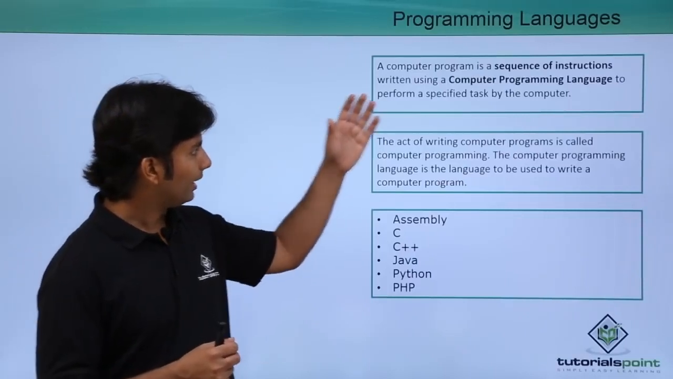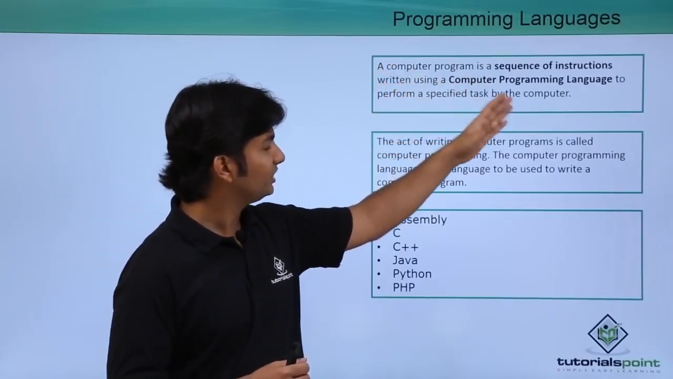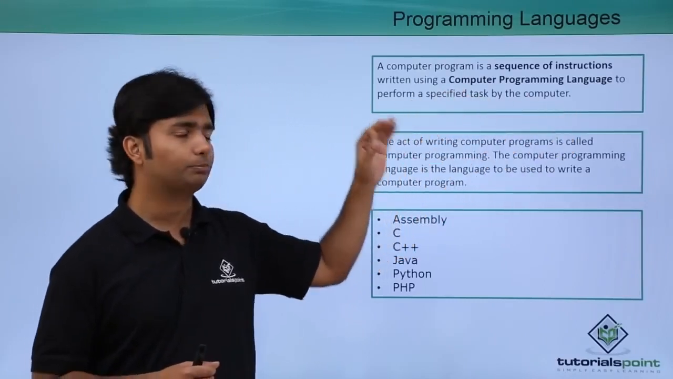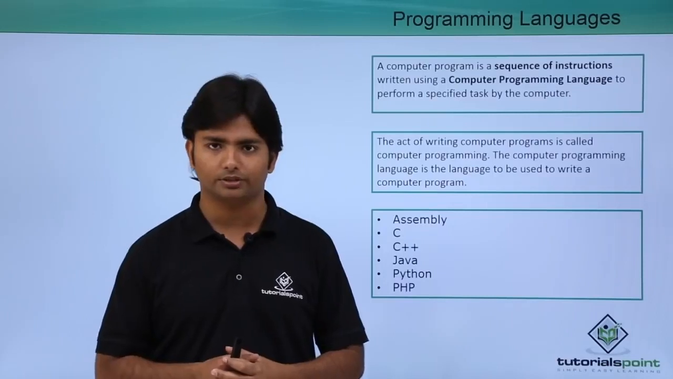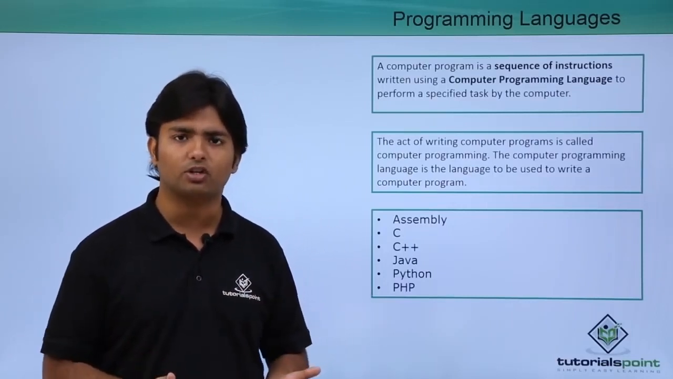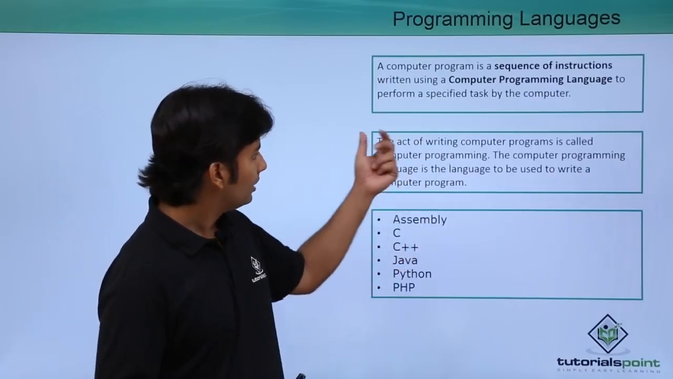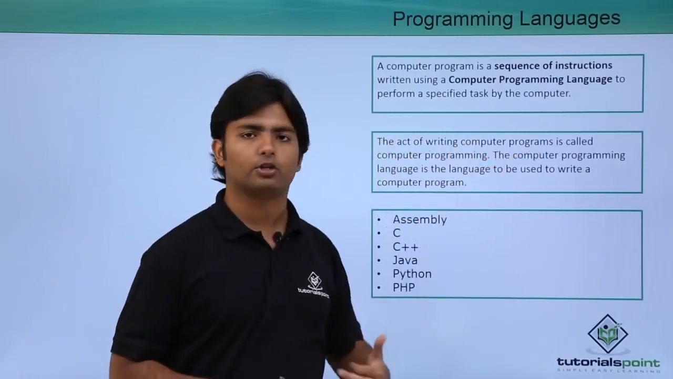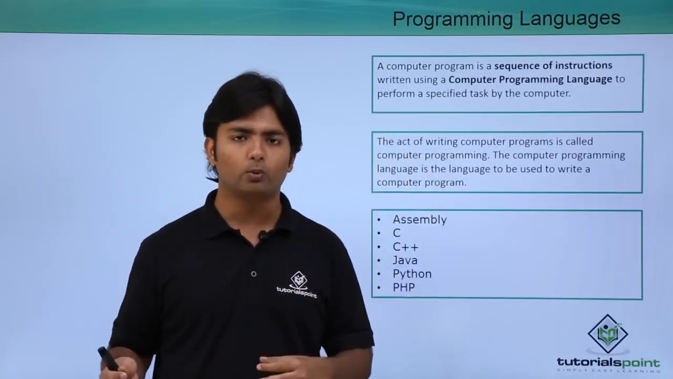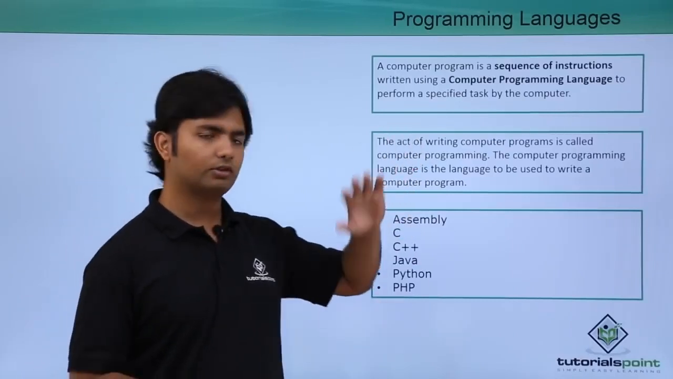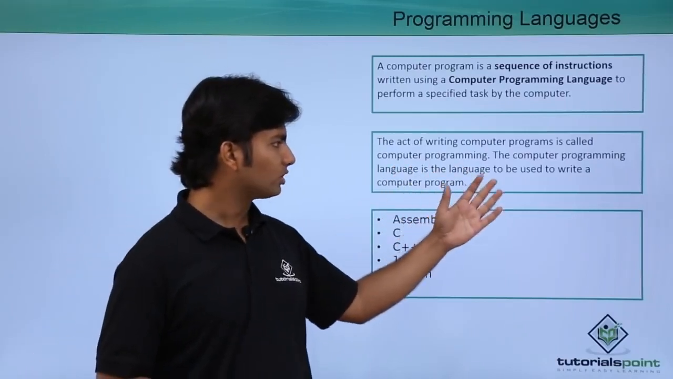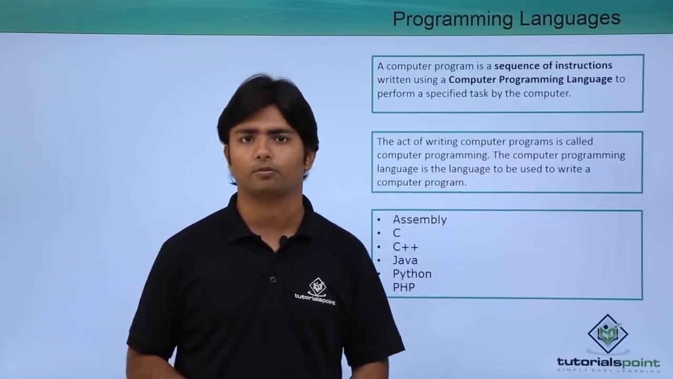Here you can see, a computer program is a sequence of instructions written using a computer programming language to perform specific tasks by the computer. Whenever I'm writing a program, I'm giving instructions to the machine. The act of writing a program is called computer programming. You can also relate it to coding. You do coding while writing a program, and whatever you are doing is programming. A computer programming language is a language which is used to write a computer program.